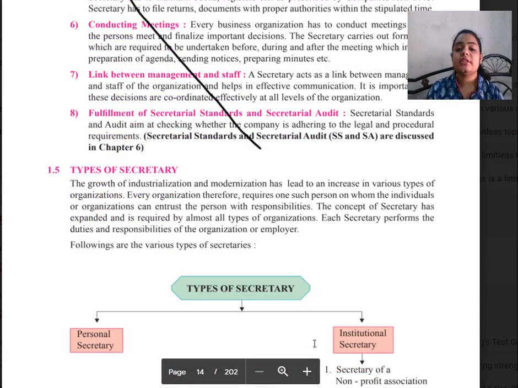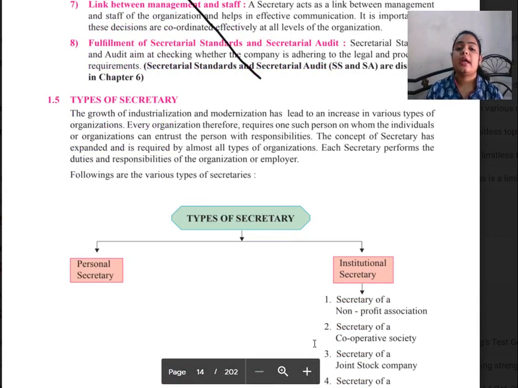So next after this, the next concept is types of secretary. Now what are the different types of secretary? The growth of industrialization and modernization has led to an increase in various types of organizations. Every organization therefore requires one such person on whom the individuals or organizations can entrust responsibilities. The concept of secretary has expanded and is required by almost all types of organizations. Each secretary performs the duties and responsibilities of the organization or employer.